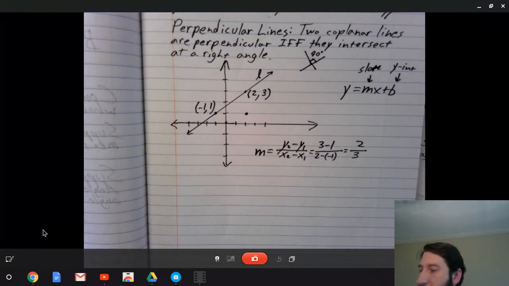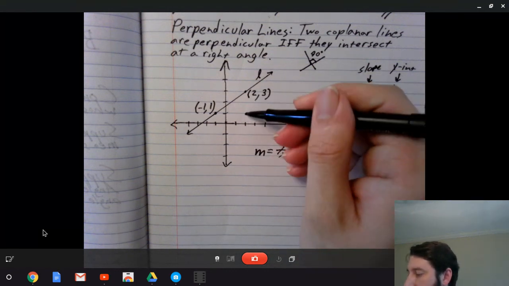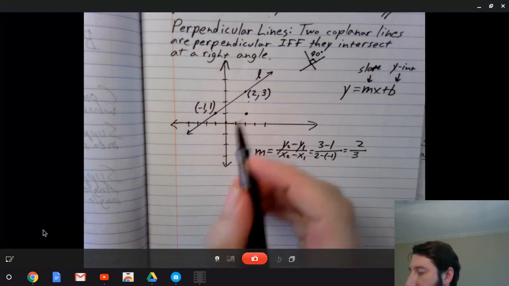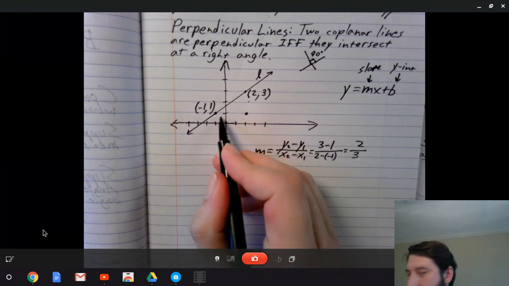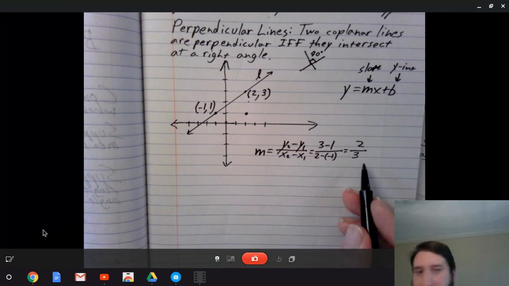Now, another way you could do it, since I have a graph, you could just do rise over run. This is a rise of 1, 2. It has a run of 1, 2, 3. So that would be 2 over 3, which is exactly what I got.